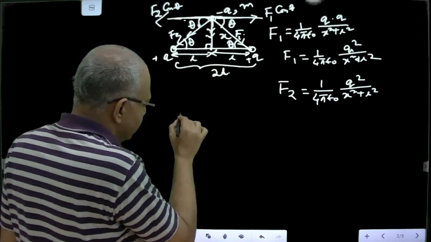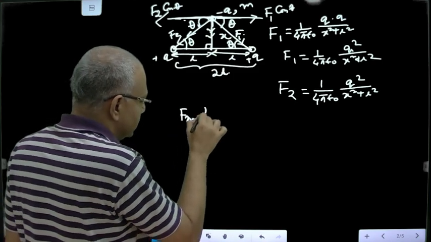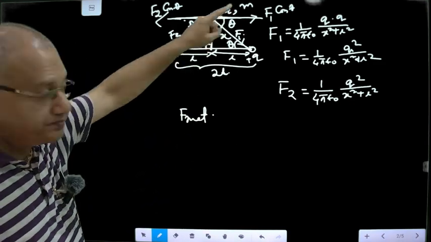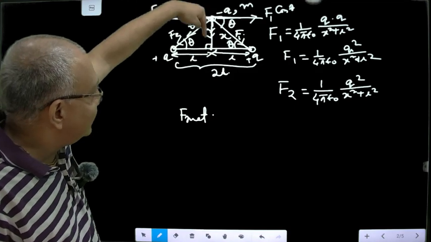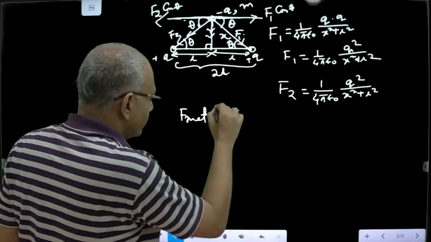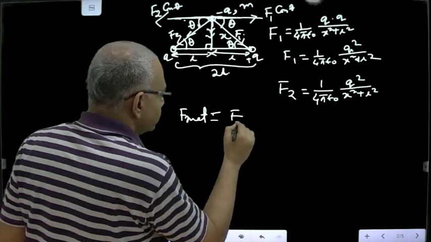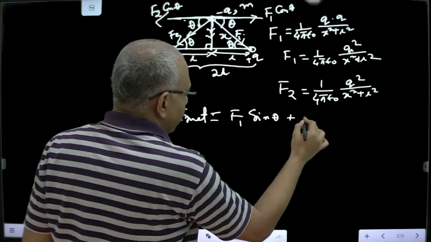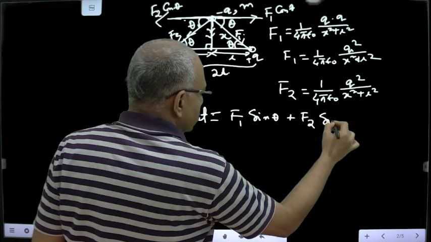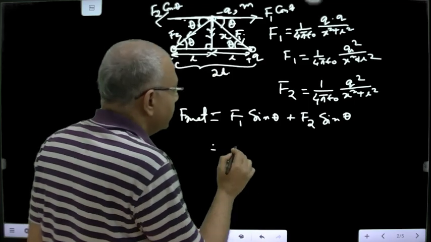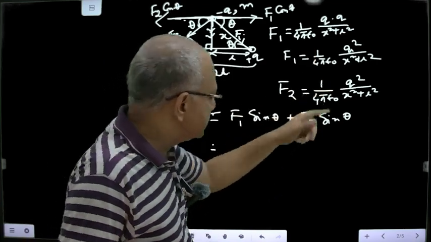Therefore, we can write F net, the force on this negative charge, which is going to act in this direction. It should be F1 sine theta plus F2 sine theta. Okay. So what is the thing? F1 magnitude, you know, this is the thing.